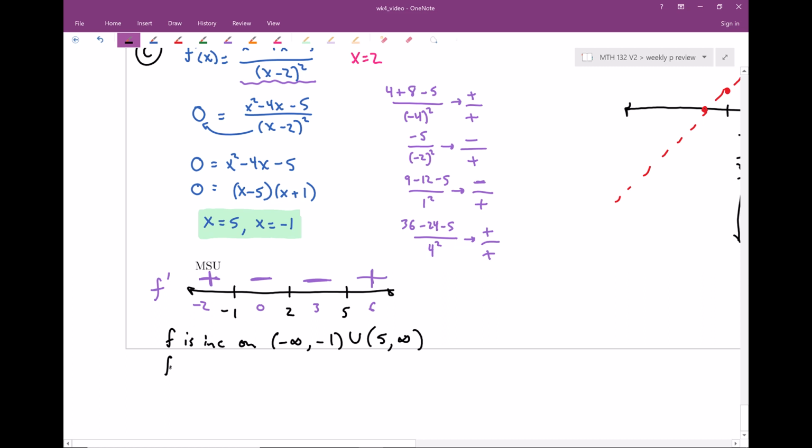All right, f is decreasing on the other intervals. So from -1 to 2, and then again from 2 to 5. That's where the derivative is negative.